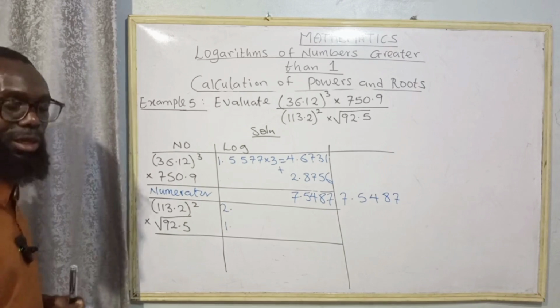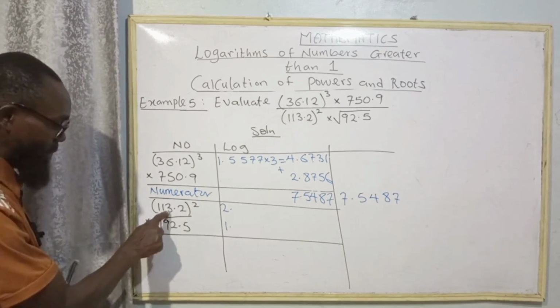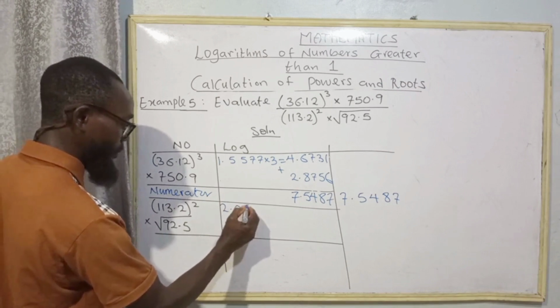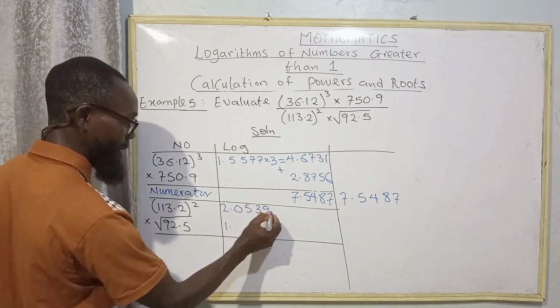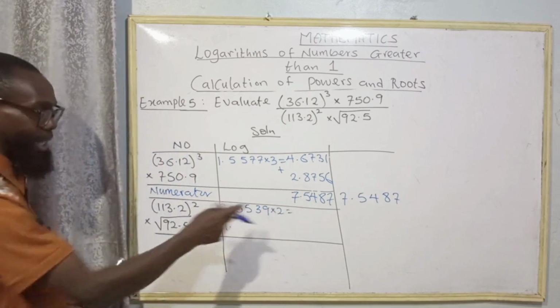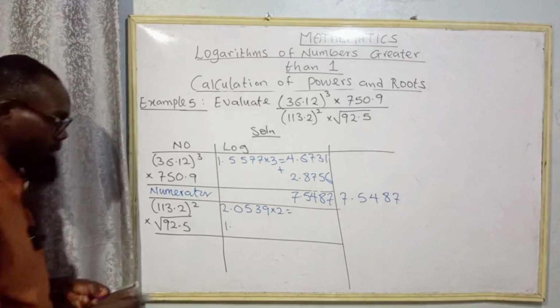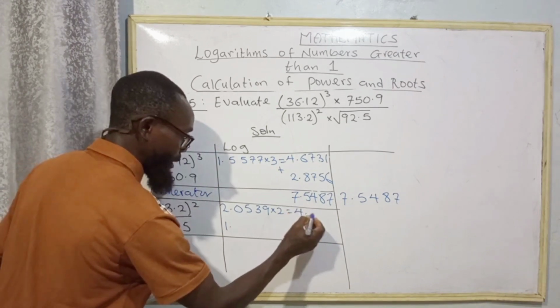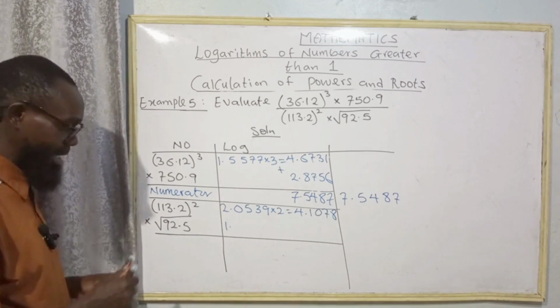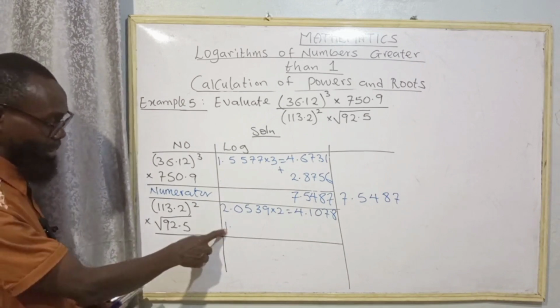We now check our logarithm. 11 under 3 difference 2. We have 0.539. Then multiply by this power of 2. So let us multiply it and write our answer. So we have 4.1078.